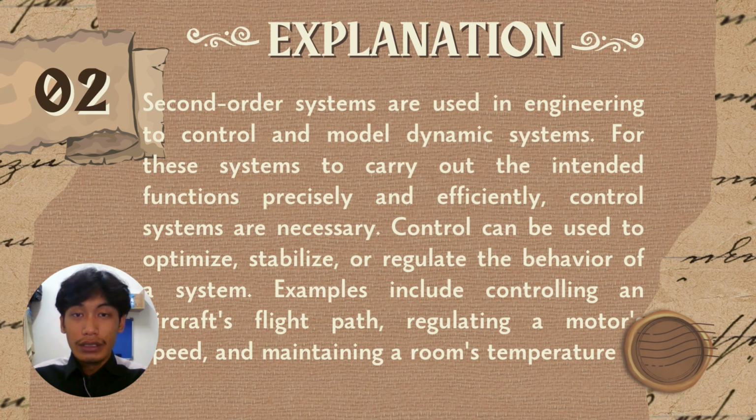So, the explanation. Second order systems are used in engineering to control and model dynamic systems. For these systems to carry out their intended function precisely and efficiently, control systems are necessary. Control can be used to optimize, stabilize, or regulate the behavior of a system. Examples include controlling an aircraft flight path, regulating a motor speed, and maintaining a room temperature.